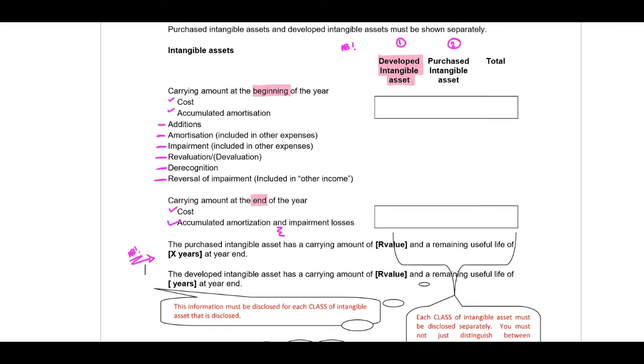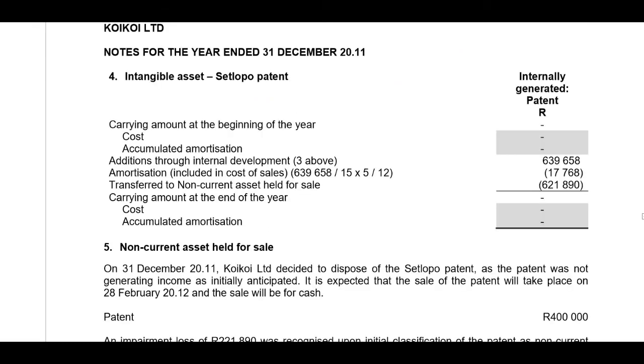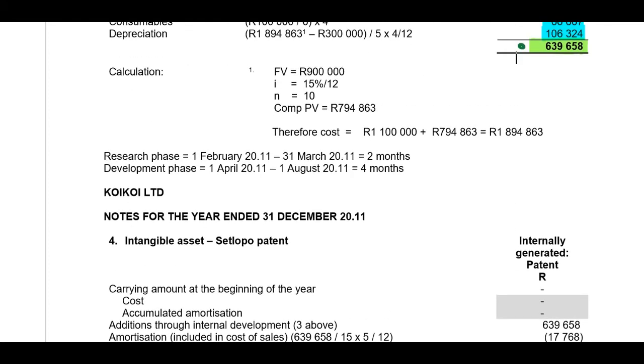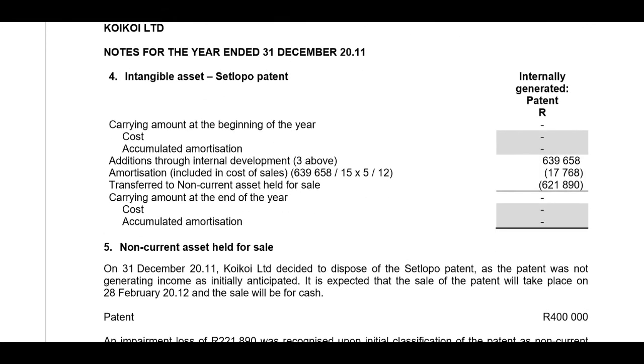Okay. Now, first, I will include my template. If you look at this, this is your template without any amounts. Now, we have calculated in part 3 at the top the acquisition during the year, because they have developed this in 2011. Sorry, not 2011. 639658. Right? Then we have our amortization.